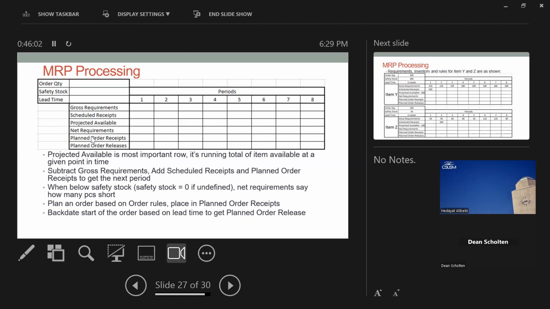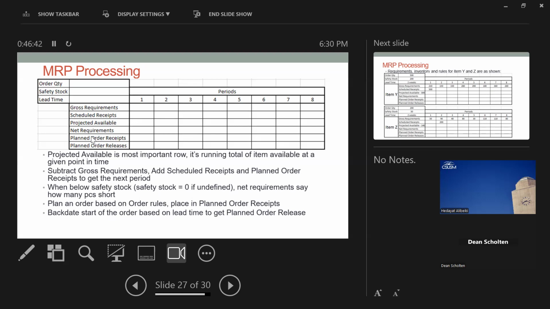These 6 rows are: gross requirements, like I already explained, the total amount needed by our customer department; scheduled receipts; projected available; and so on. We have 2 types of receipts, scheduled receipts and planned receipts. Scheduled receipts are planned receipts that were already planned in the past. Planned receipts are the ones that we are going to have to plan for in the future, either right now or sometime in the future.